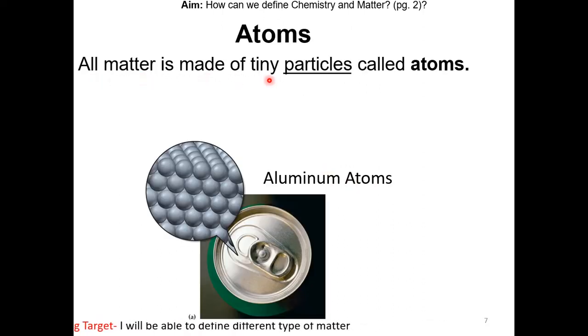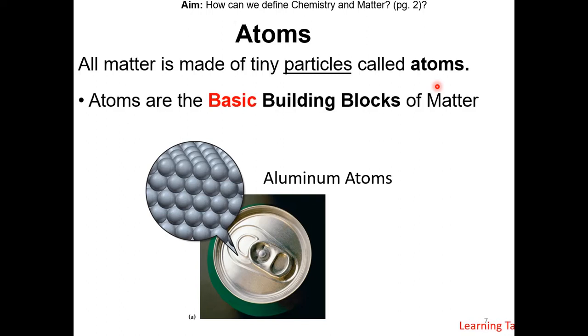All matter is made of tiny particles called atoms. Keep in mind, atoms are not the smallest thing in the world, but they are the basic building blocks of matter. So in order to understand the properties of matter, we need to understand atoms. For the rest of the lesson, we're going to talk about different types of atoms and different types of matter.